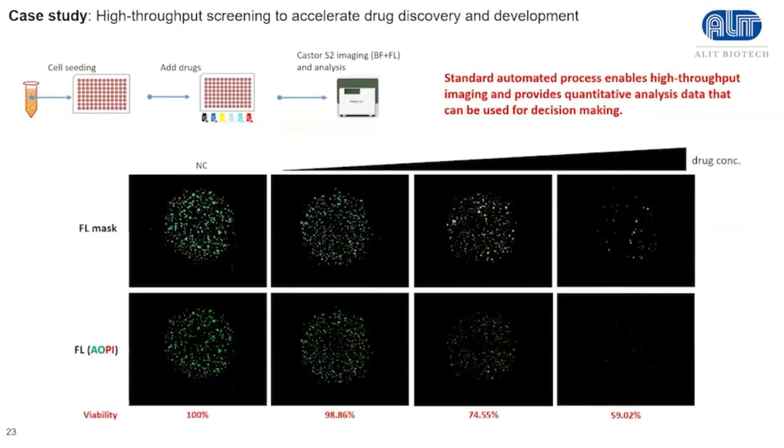Here is another example of high throughput drug screening using CAST-S2. After drug treatment, bright field and fluorescence images can be captured, and the organoid viability result after staining with the fluorescent dye AOPI can be directly used for subsequent decision making.